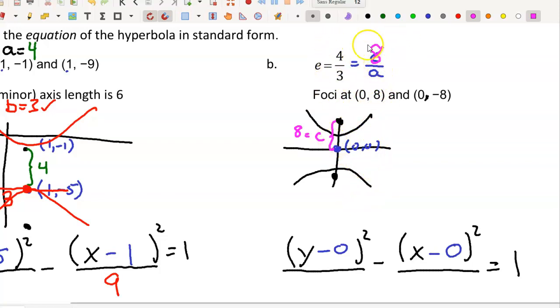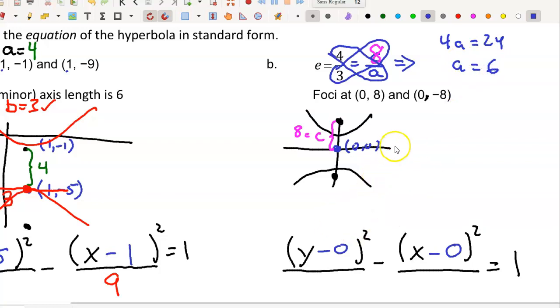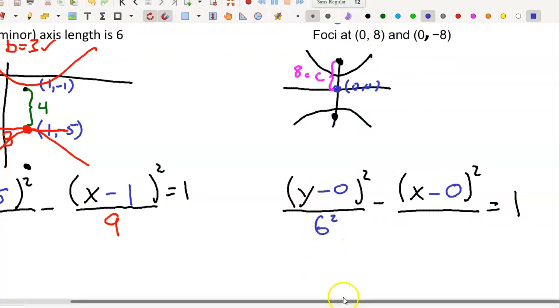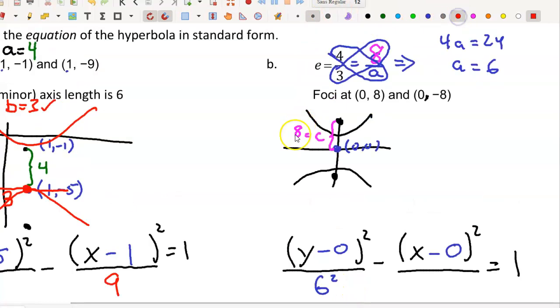Did you see where I did that? I already had this 4 over 3 equals C over A. And then when I found C, I just kind of wrote right over it. So I can solve this. So I have 24 is equal to 4 times A. So I have A is equal to 6, which means down here is 6 squared for A. And then I'm just missing B, which I have C, which is 8, and I have A, so I can figure out what B equals.